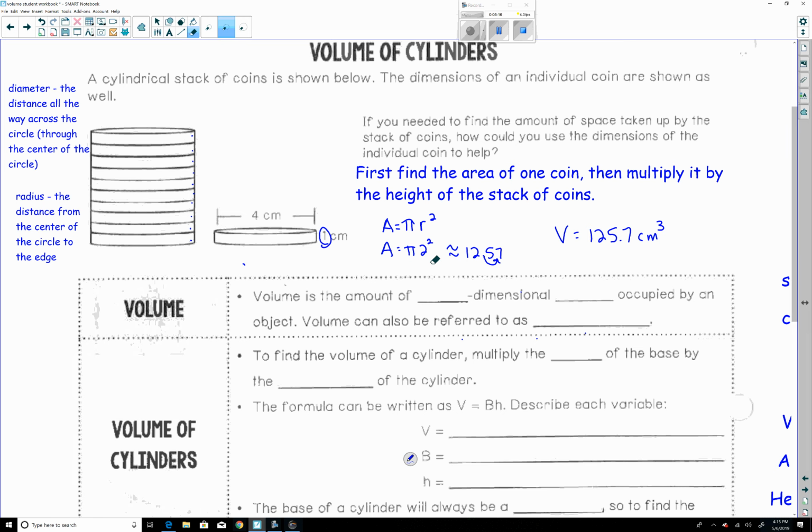So volume is the amount of 3-dimensional space that is occupied by an object. Volume can also be referred to as the capacity. Okay, so how much can fit inside, that's the capacity of a cylinder. How much space the cylinder takes up is both interchangeable for volume. To find the volume of a cylinder, multiply the area.